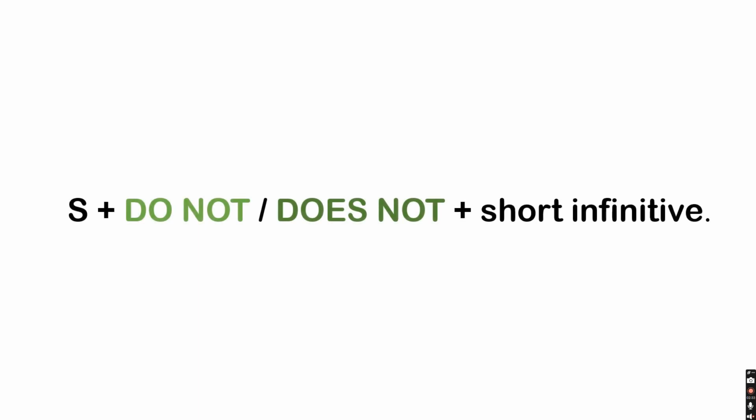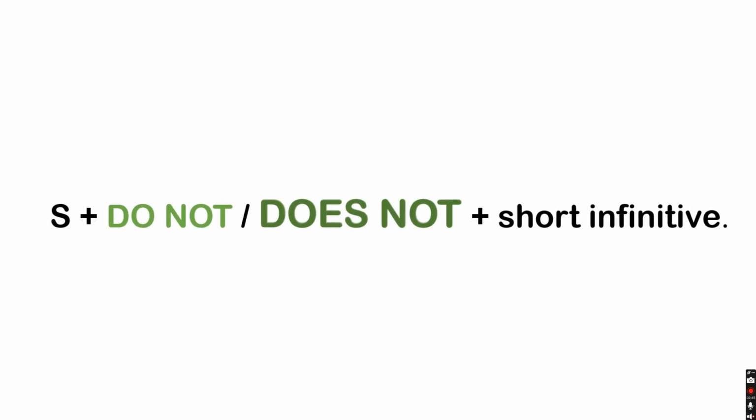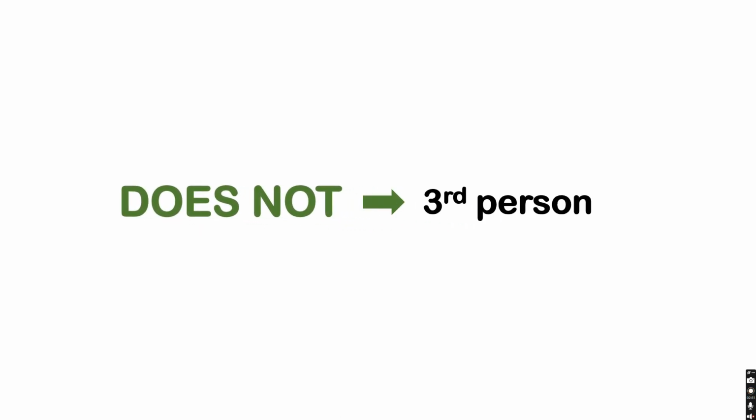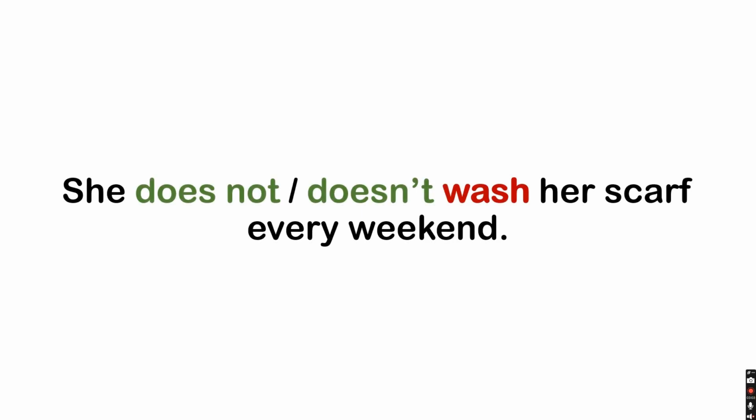If we want to negate our sentence, in short, to say no, we have to make some changes in our sentence. Look at this scheme. To negate a sentence, we have to add two words. The verb do and the negation, which in this case is not. Subject plus do not or does not plus short infinitive. Did you get it? When do we use does instead of do? Exactly. In the third person, it's just adding an s to the verb. Let's see an example. She does not or doesn't wash her scarf every weekend.